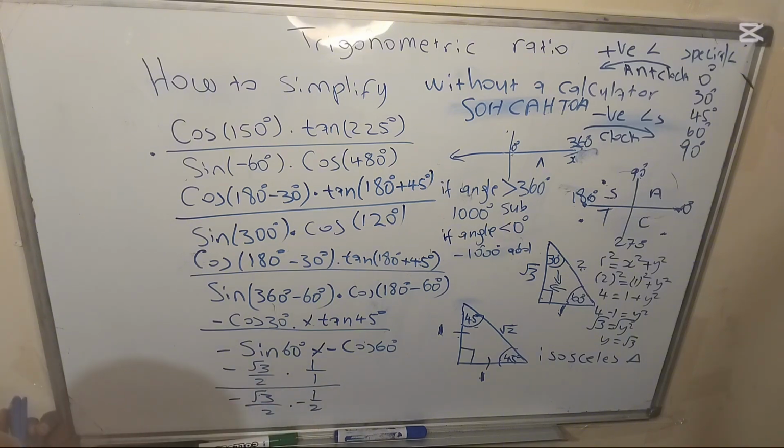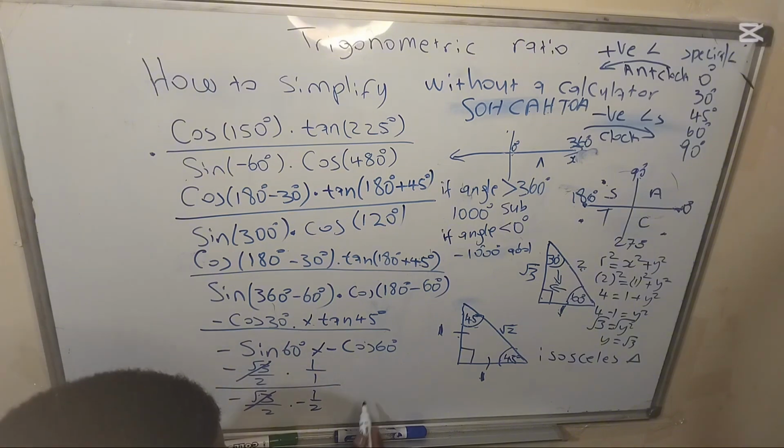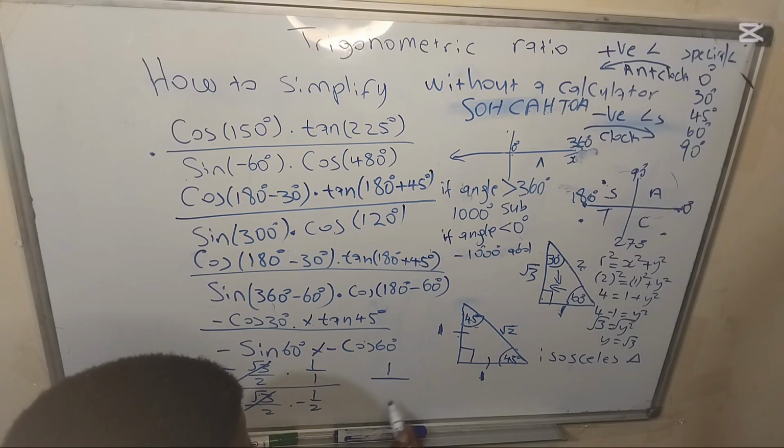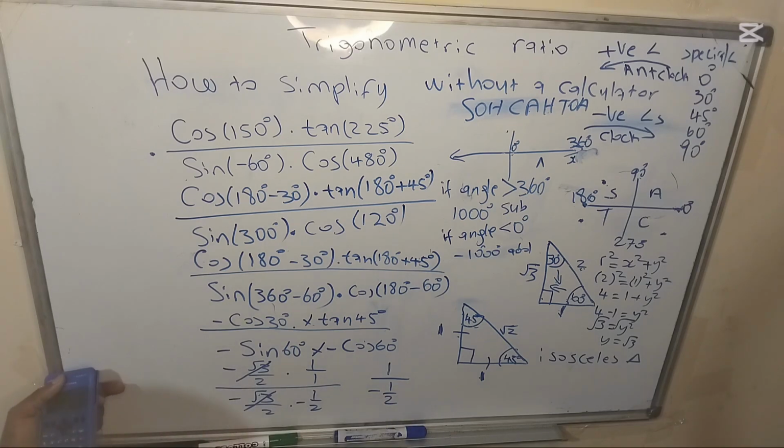Negative root 3 over 2 divided by negative root 3 over 2, meaning that this whole thing will cancel with this whole thing. Then 1 divided by 1 is equal to 1, which means we are going to be left with 1 over negative 1 over 2. So how can we simplify this whole thing, guys?